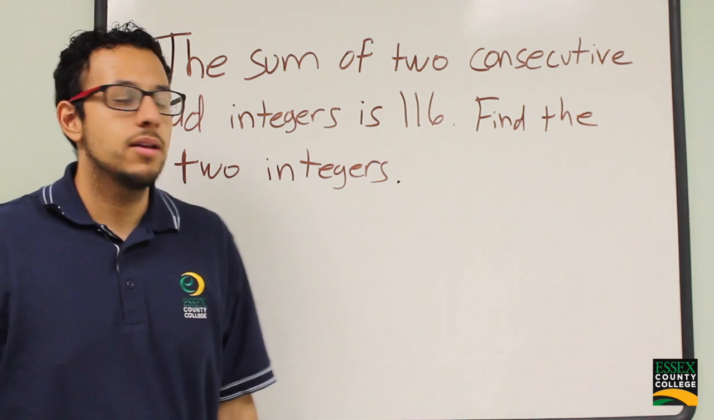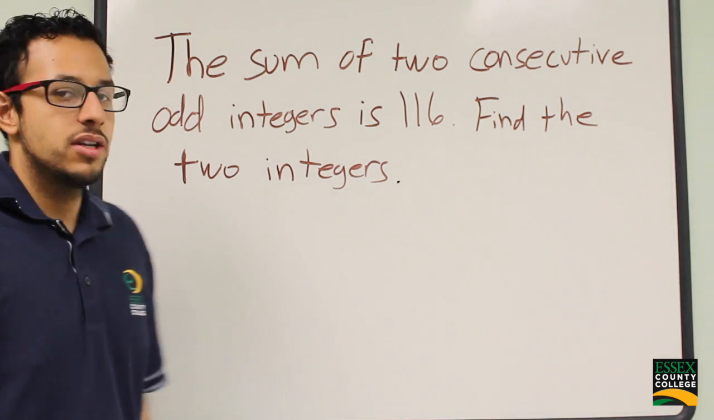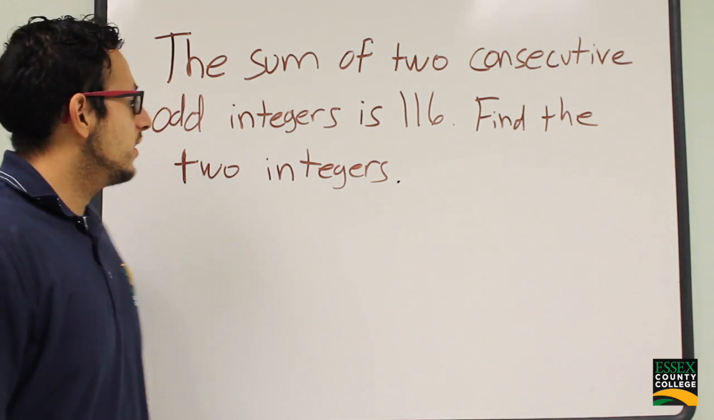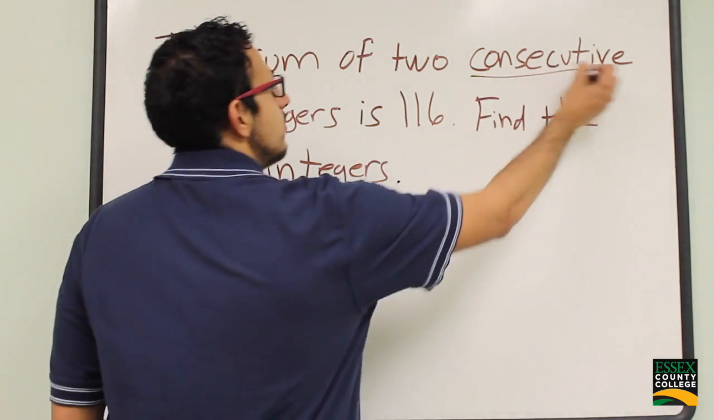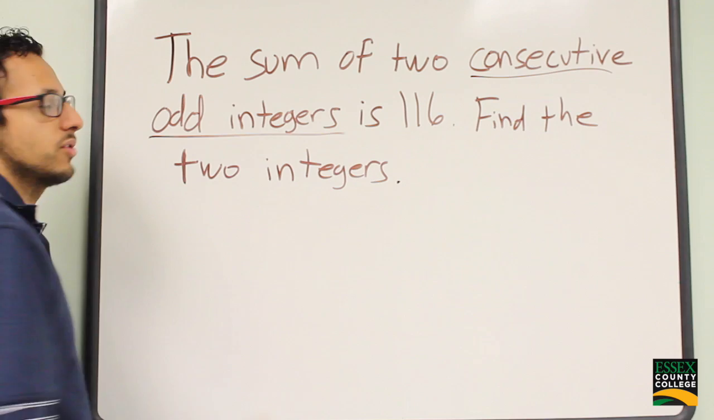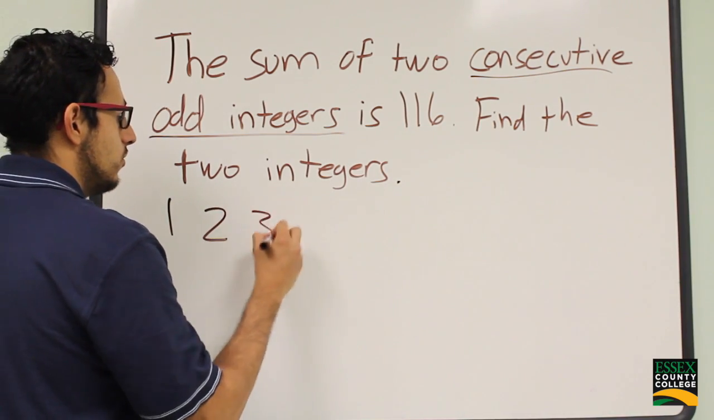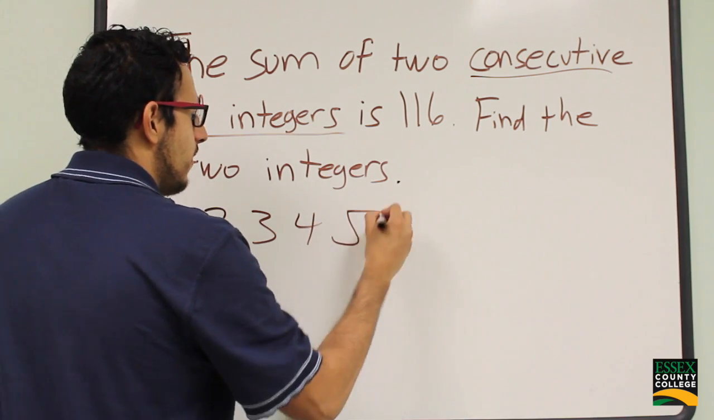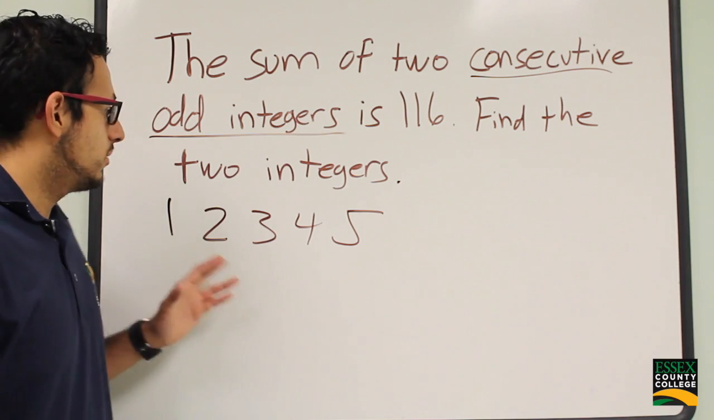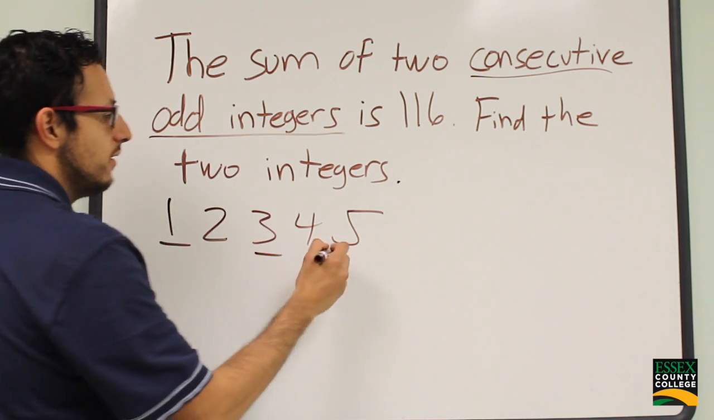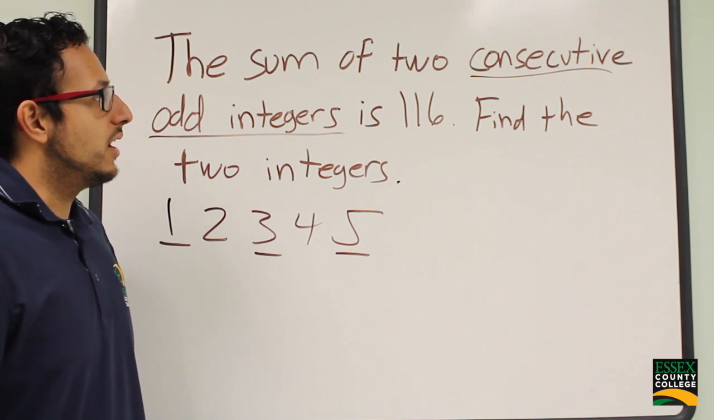The problem states the sum of two consecutive odd integers is 116. Find the two integers. So first we have to understand what consecutive means and what odd integers are. When we count numbers 1, 2, 3, 4, 5, and so on, what are the odd integers? Odd integers are 1, 3, 5, and so on. Consecutive means one after the other.